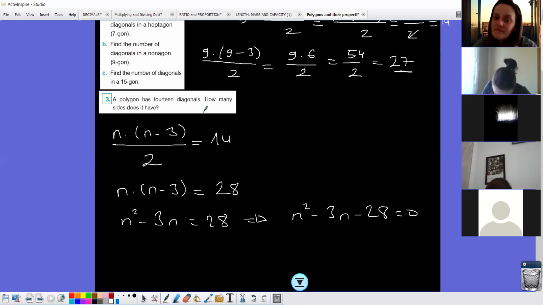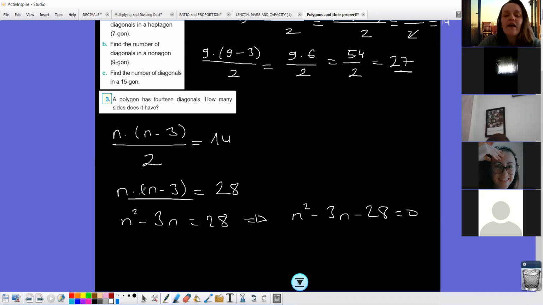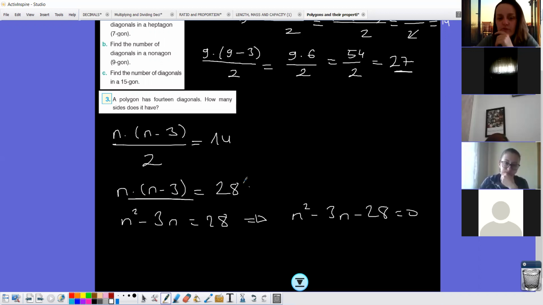Teacher, why don't we do n equal to 28 and n minus 3 equal to 1? Wouldn't it be easier to find than with a quadratic? From the first one, before doing it as a quadratic. This one? Yes, from this. Can we do it? Yes. If you do it like that, you say that n is equal to 28, and then you are saying that n minus 3 is equal to 1, because 28 times 1 will be 28.